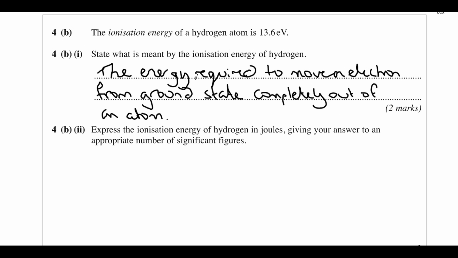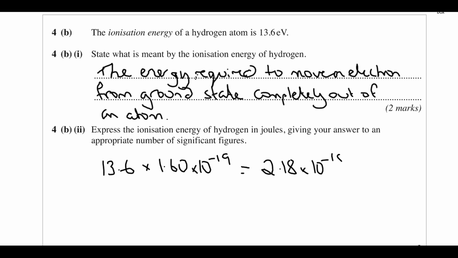So we've got 13.6 electron volts, so we're going to multiply that by 1 electron volt, which is this value, and that's going to come out as 2.18 times 10 to the minus 18 joules. So fairly straightforward conversion there that you all should know how to make. Alright, so that concludes the energy level stuff.